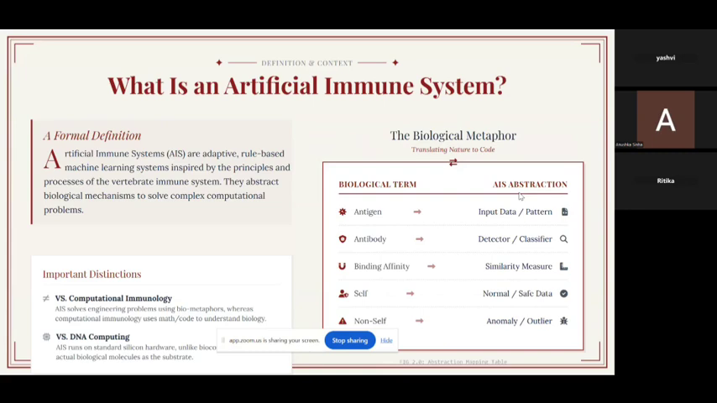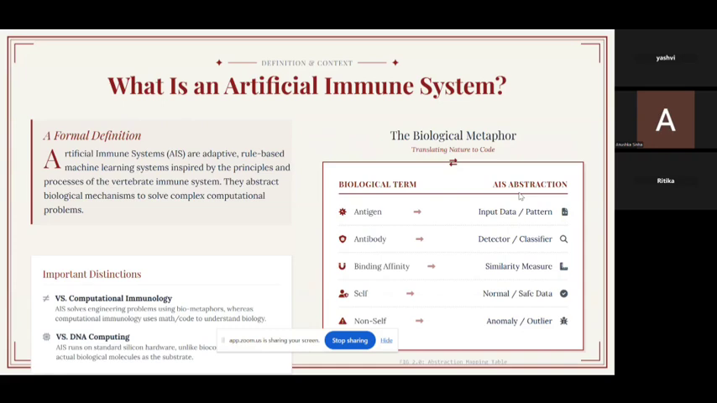If we define healthy information as safe data, the self, then anything the system finds that shouldn't be there is simply an anomaly or an outlier, which is the non-self. So it's all about building smarter algorithms to spot weird patterns.